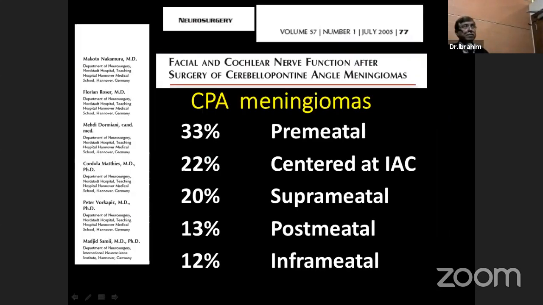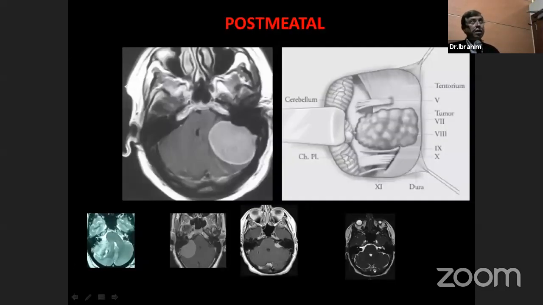Majid Sami said, well, cerebellopontine angle meningiomas are the next group. They are centered around the internal auditory meatus. Either they are before it, or centered on it, or they are behind it. So let's look at that. Post-meatal, so behind the meatus. Look at this. This is the meatus, and this is the tumor. So this is behind or post-meatal.